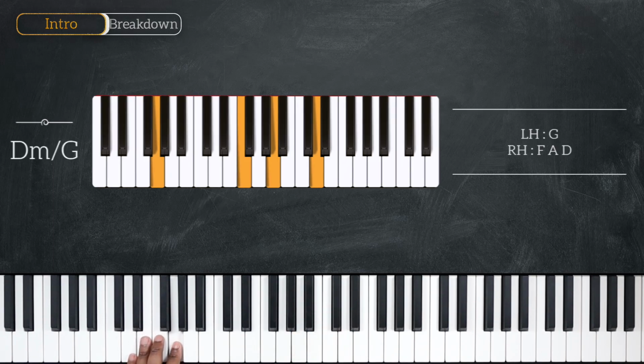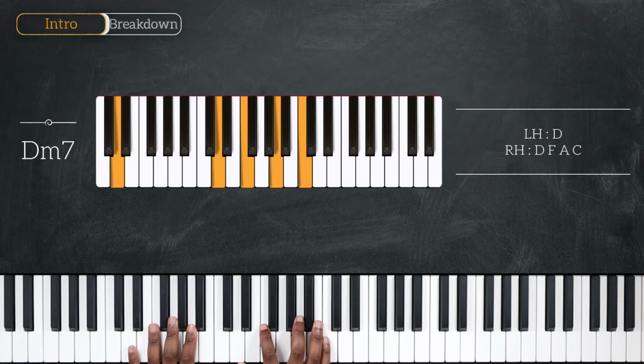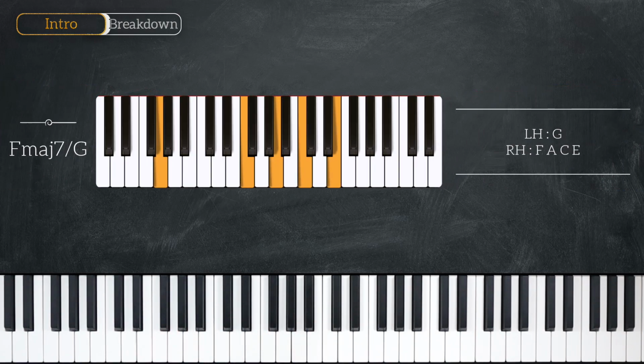Okay, we're going to continue with D minor 7. D for the left, once again, right hand, D, F, A, C. So root, minor 3rd, 5th, and 7th. And we're going to finish with F major 7 over G. G on the left, F, A, C, E for the right hand.